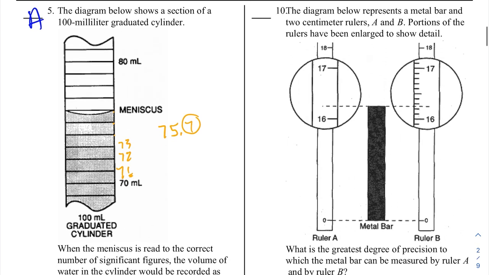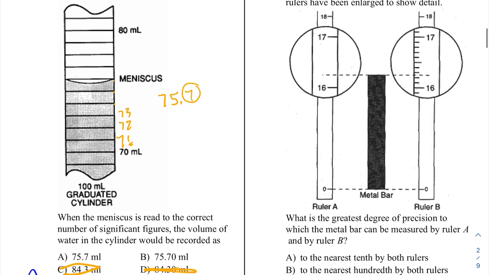Okay, so we have two different things. We have a metal bar and 2-centimeter rulers. Portions of the rulers have been enlarged to show detail. What is the greatest degree of precision to which the metal bar can be measured by ruler A and by ruler B?